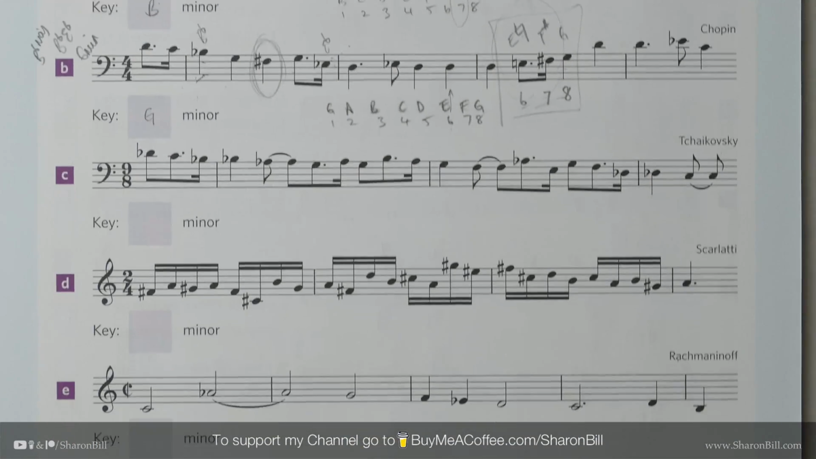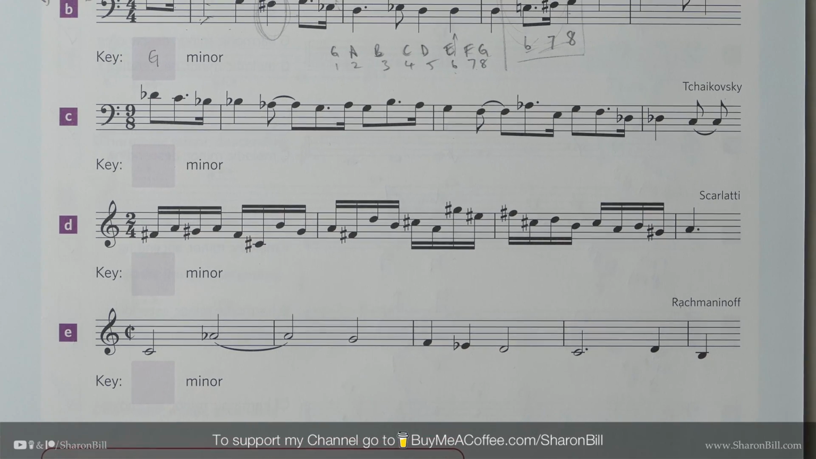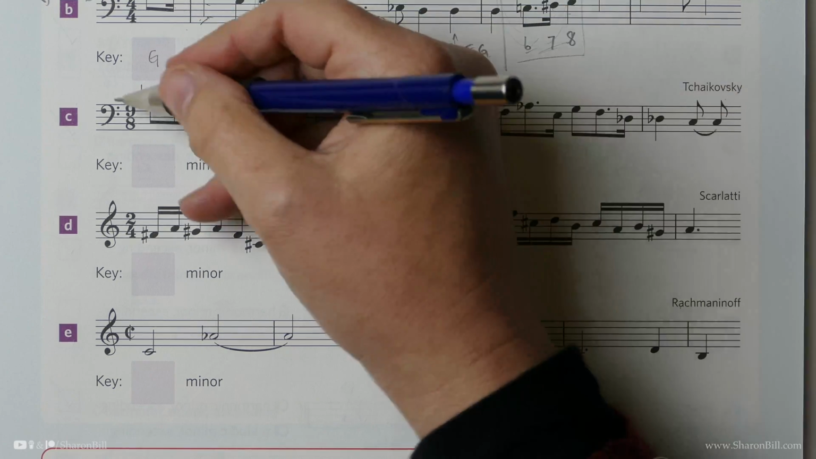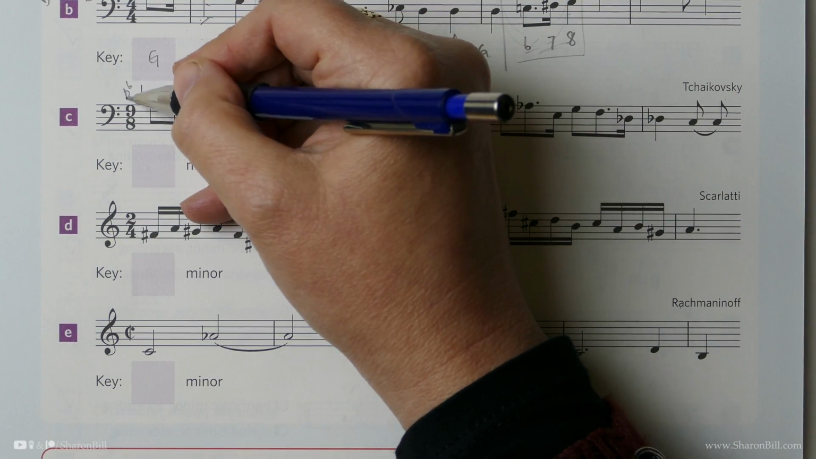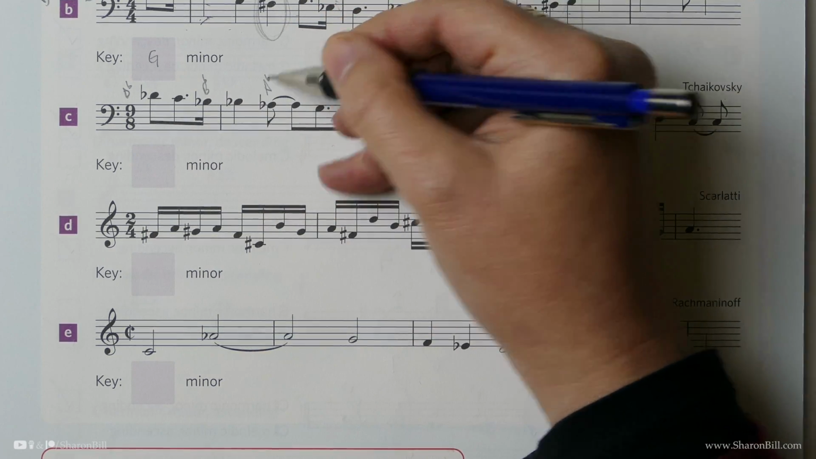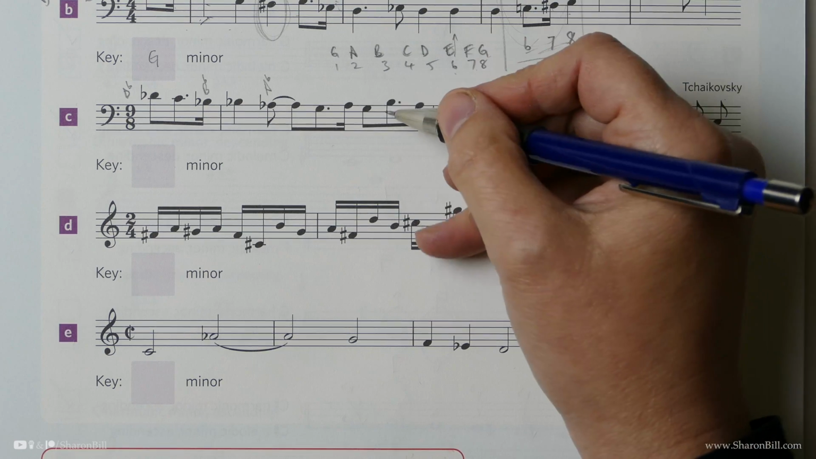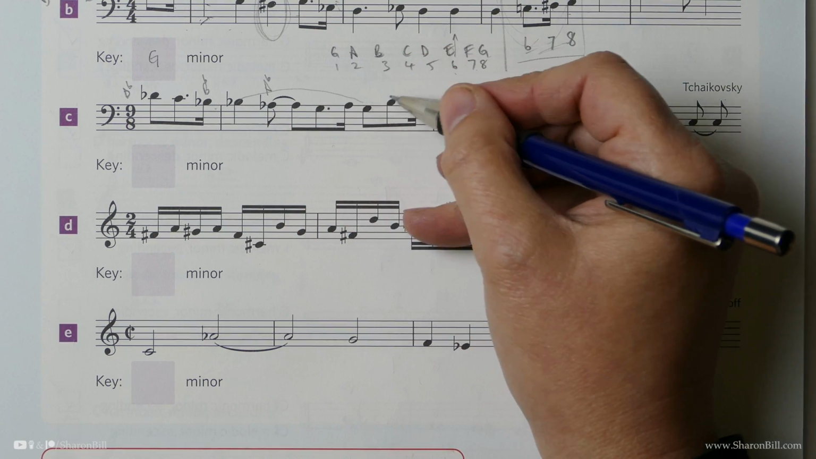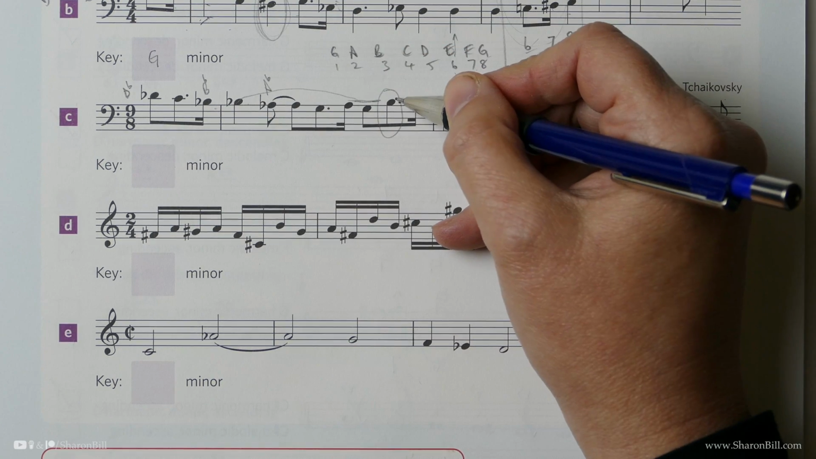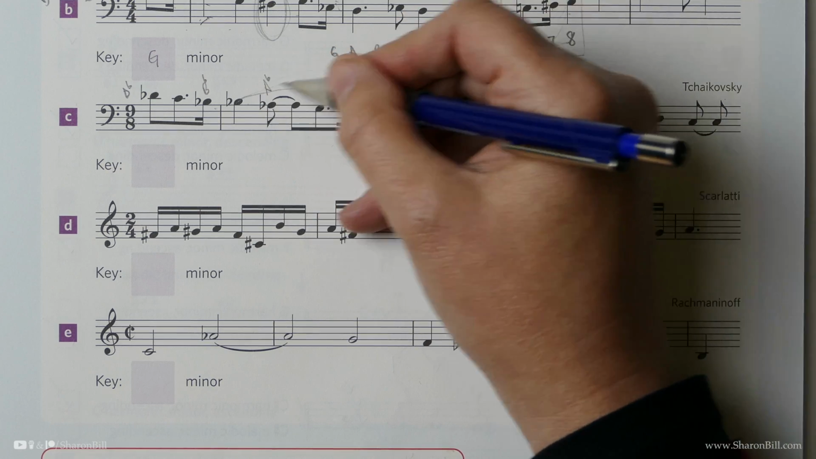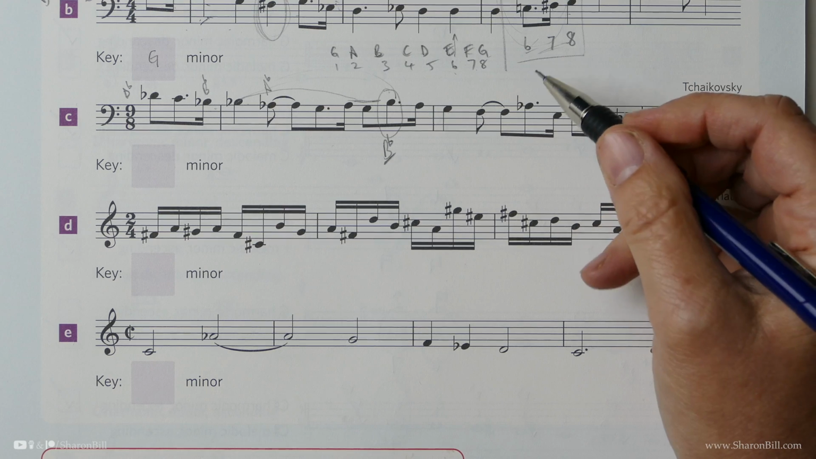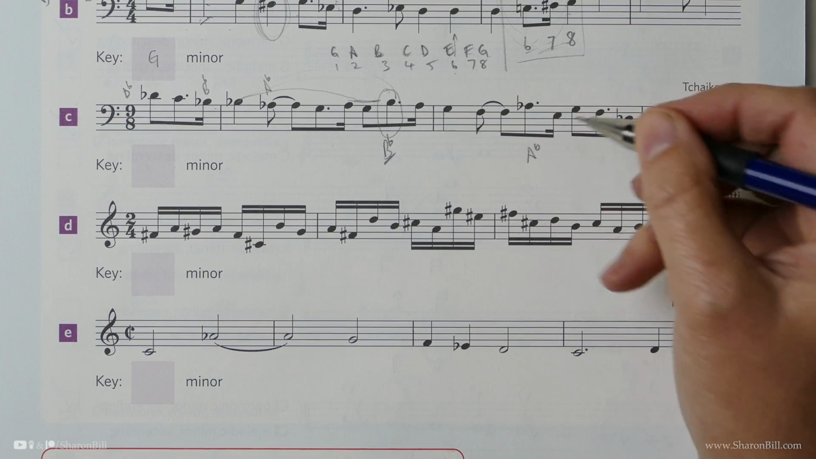Let's see what we've got next. So we're in the bass clef. What do we have going on here? We have a D flat, a B flat, another B flat, an A flat. Now here, this is a B. We've got another contradiction here. But actually, if you think about it, that's okay because the flat is still active. So that's still a B flat, isn't it? What's going on here? We have an A flat.